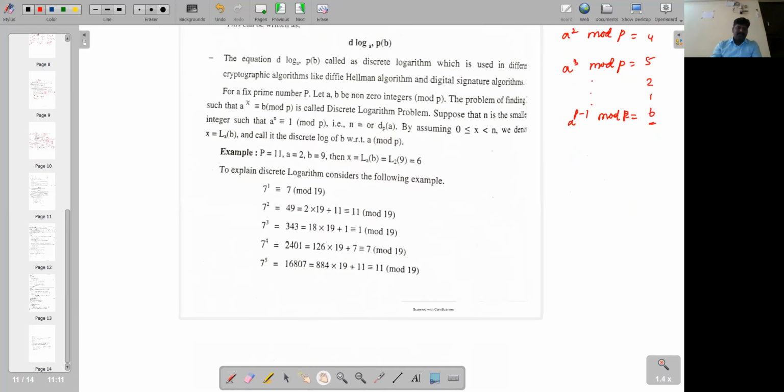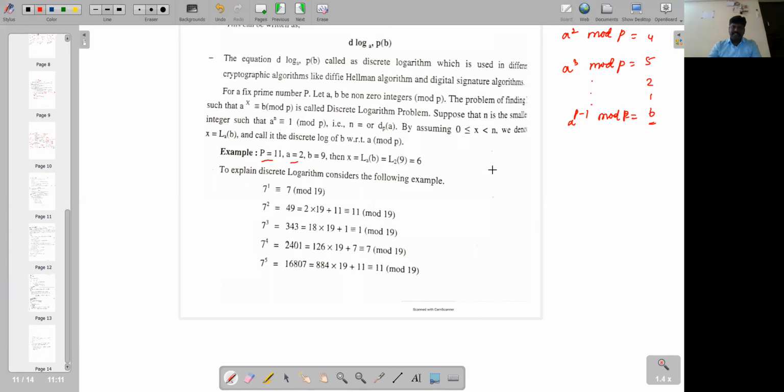So here I need to prove that, for example, if the value p is equal to 11 and a is equal to 2, I just need to prove that 2 is a primitive root for p equal to 11.